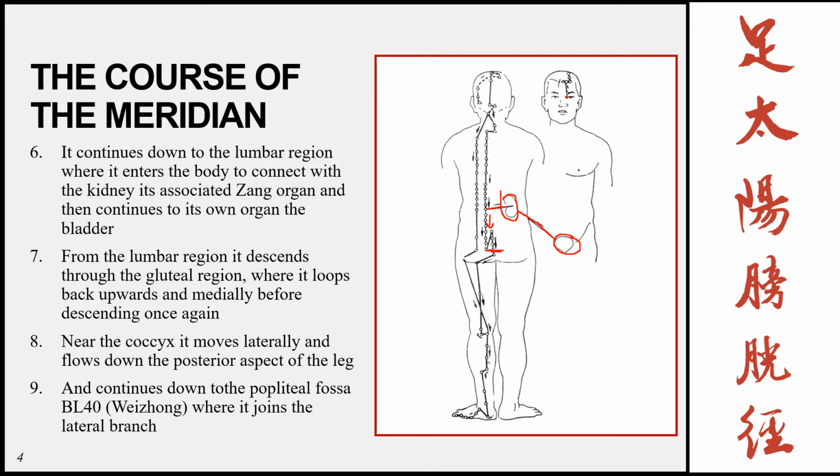In the gluteal region, it descends all the way down to near the coccyx region, where it then loops back upwards and medially and continues descending once again, all the way down to the coccyx region again. Once it gets near the coccyx region, it moves laterally to the gluteal folds and then descends along the posterior aspect of the thigh all the way down to the popliteal crease, where it joins the lateral branch at bladder 40. And this is bladder 40 over here.